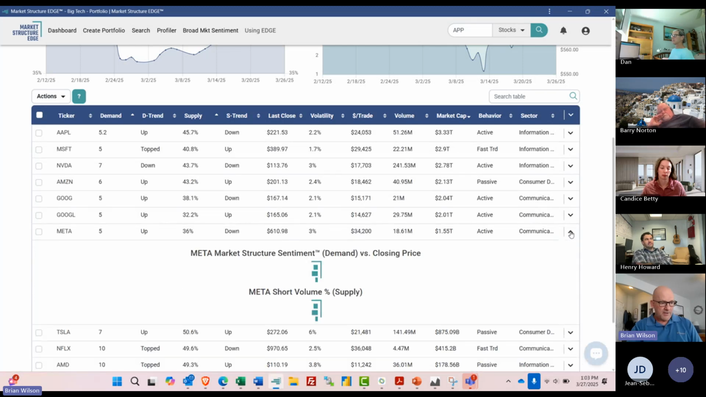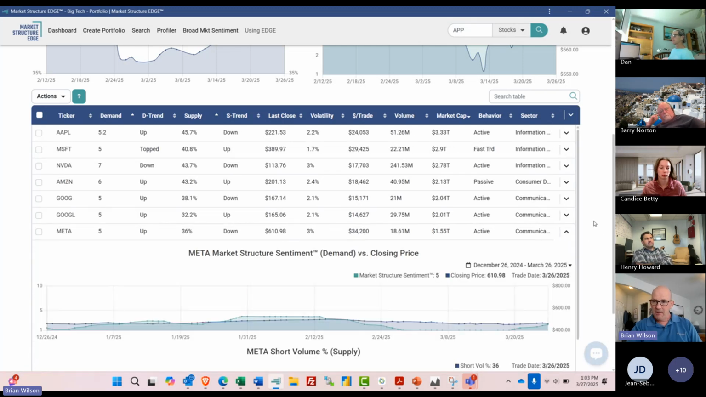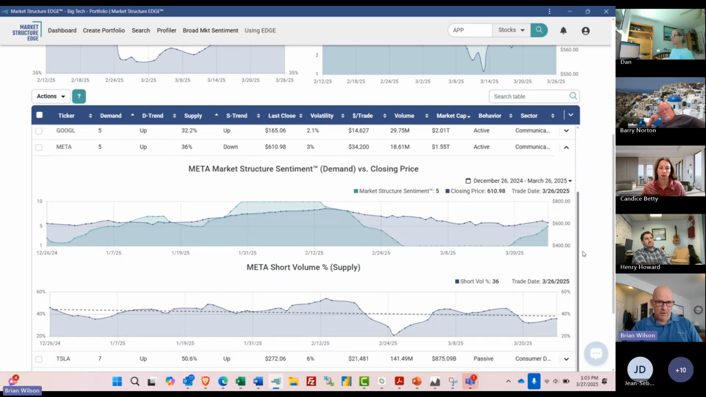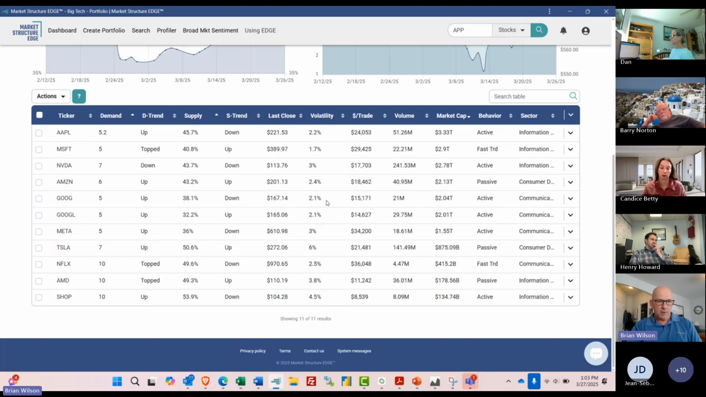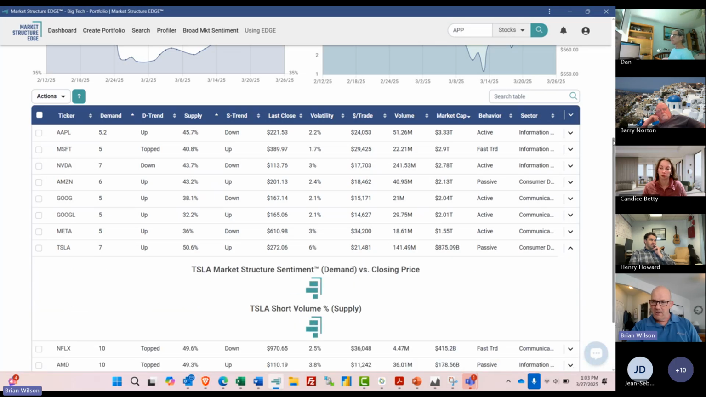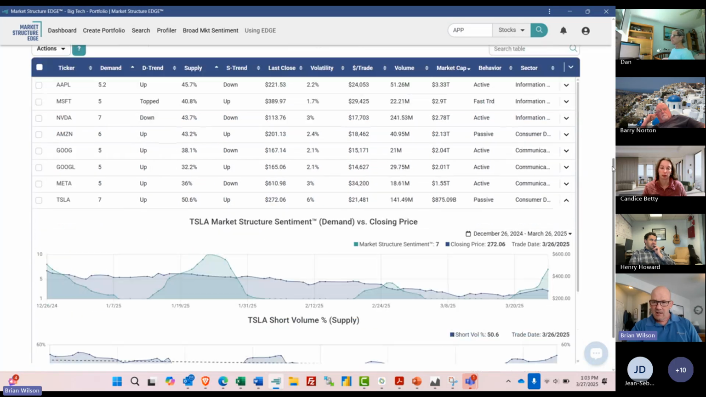We look at what's happening with Meta. Very similar. It's been washed out, roughly right at neutral. Short volumes are fine, but we're neutral demand. And we'll do one more.